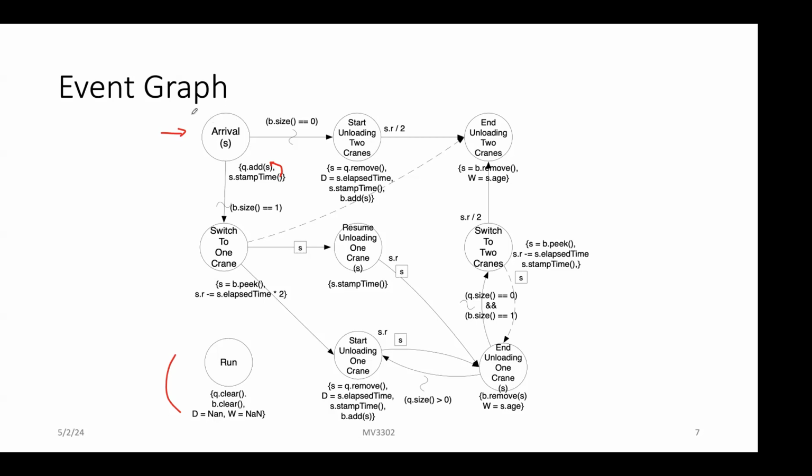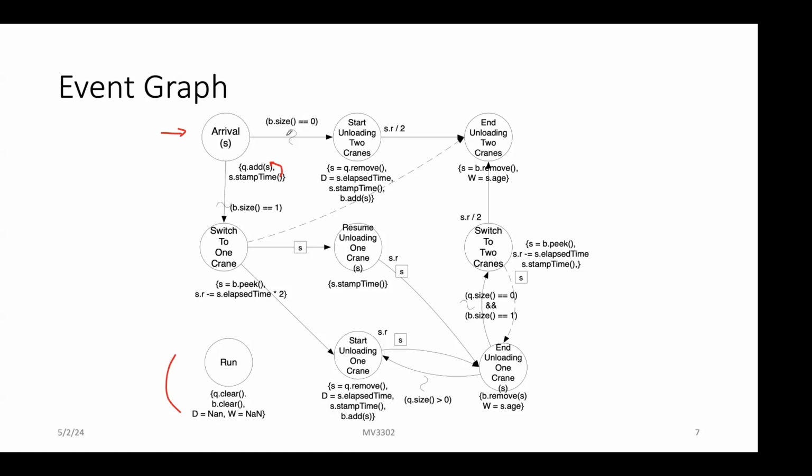Okay, so now what happens? What are the two possibilities? Well, remember we have this B, that is for berth. And there are really only two possibilities. Either the size of the berth is 0 or the size of the berth is 1. So if the berth is empty, then we're going to get both of the cranes. On the other hand, if there's already a ship in there, then we're only going to get one crane. And so we're going to need two different events to capture that.